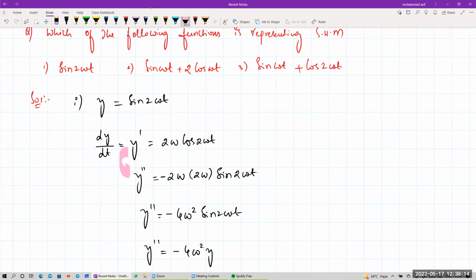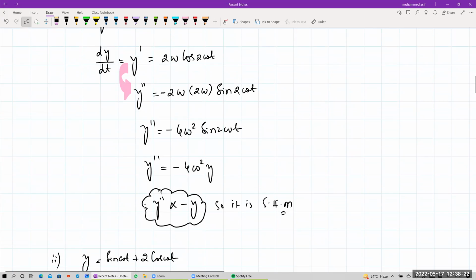Again you differentiate this once more, so we will be getting acceleration. y double dash equals minus 2 omega into 2 omega sin 2 omega t, so this becomes minus 4 omega square sin 2 omega t. The y double dash is minus 4 omega square into y. So y double dash is directly proportional to minus y or not? So it is what? SHM.